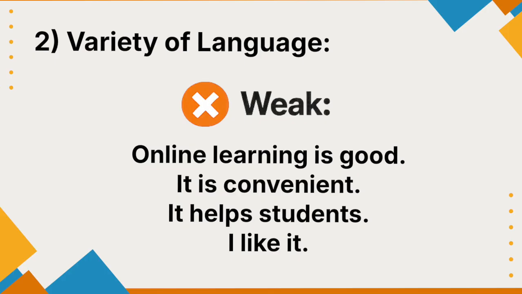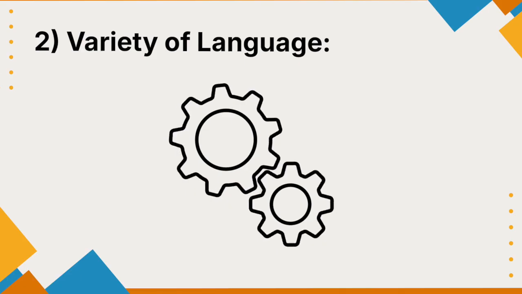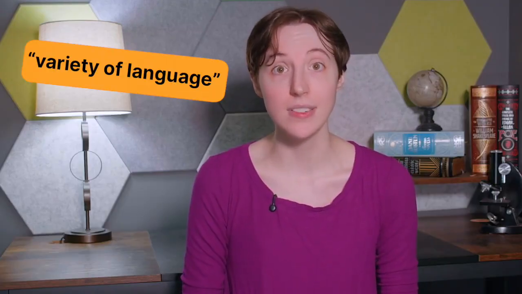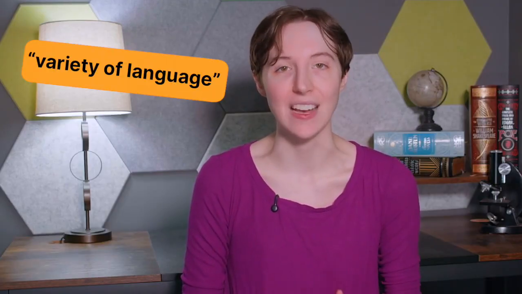Second, variety of language. A weak answer runs in one gear, short, identical sentences. Online learning is good. It is convenient. It helps students. I like it. Every sentence is the same shape, so it reads flat. The strong answer changes gears. It makes a claim, then flips to the other side with "that said," and folds a reason into a longer sentence with "because." Same ideas, but now there's a mix of short and long sentences and real connectors. That range, not big words, is what the rubric means by variety of language.